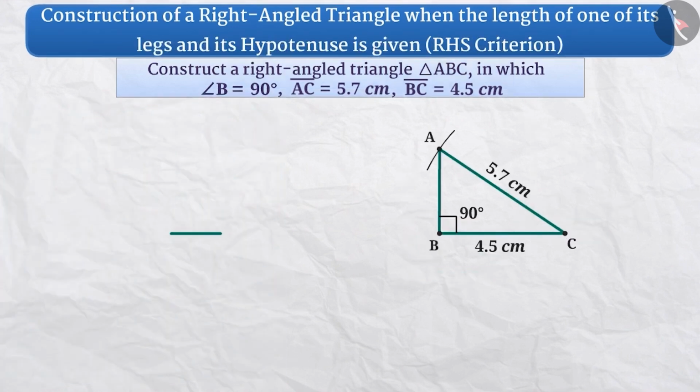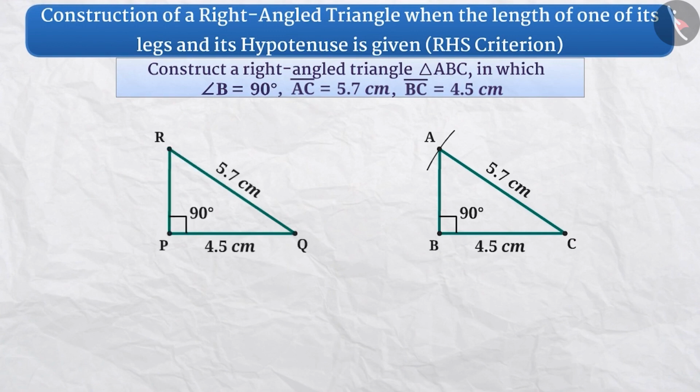Similarly, if we construct a triangle RPQ in which angle P is equal to angle B is equal to 90 degrees, hypotenuse RQ is equal to AC is equal to 5.7 cm and the side PQ is equal to BC is equal to 4.5 cm, then the obtained triangle RPQ will be congruent to triangle ABC. That is, if we place triangle RPQ on triangle ABC, then we will be able to see that triangle RPQ covers the triangle ABC completely.